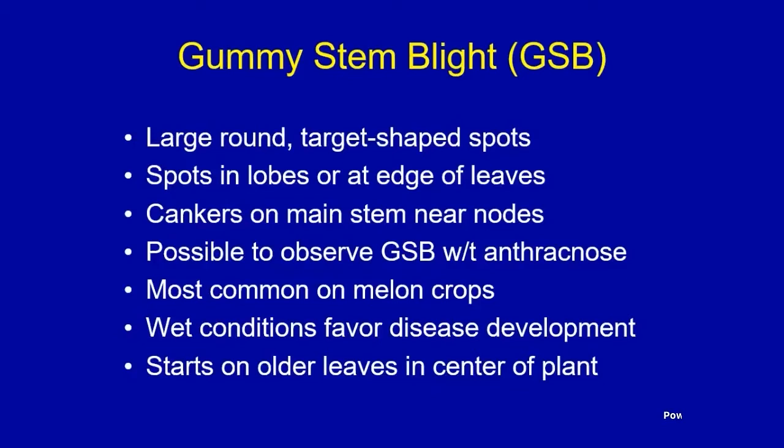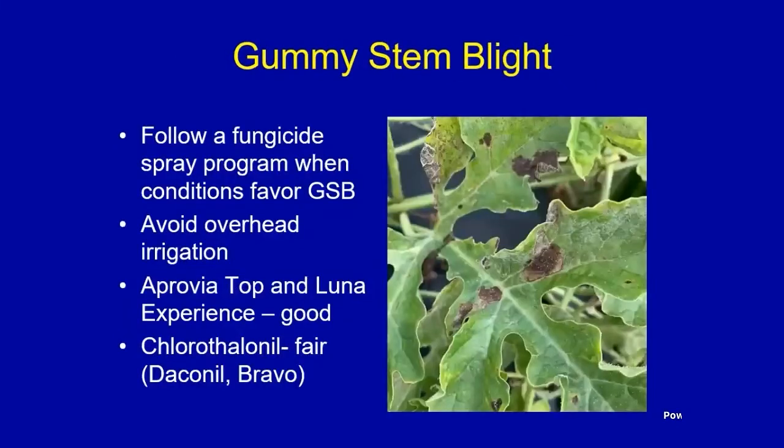Wet conditions favor disease development. So wet weather like we had last spring and how we had it all during 2020, or overhead irrigation, overdoing it, can increase gummy stem blight, the aggressiveness of the pathogen. And these pathogens usually start on the older leaves in the center of the plant and then spread outward. So if you're seeing damage at the tips of leaves, that's probably abiotic in nature, maybe a chemical burn or something else. So with gummy stem, I don't believe we have any resistant varieties right now.